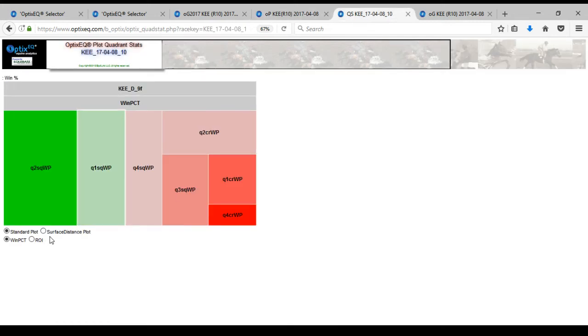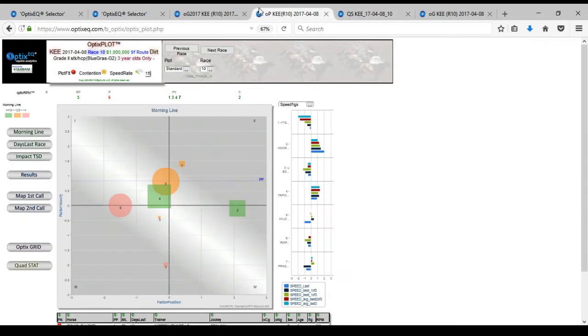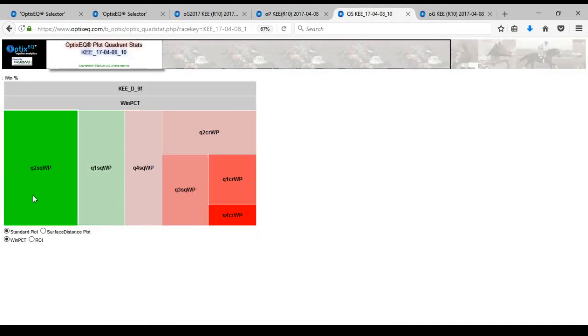So standard plot win percentage, plots on standard. If he was a quadrant 2 square, quadrant 2 squares are 30%. 10 wins and 33 starts, so very, very favorable plot position. Quadrant 4 squares are in pink, 15.3%, 9 wins and 59 starts.